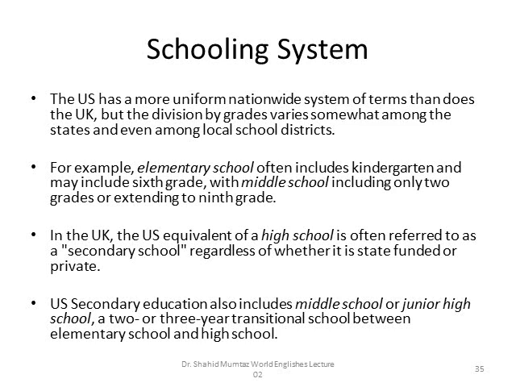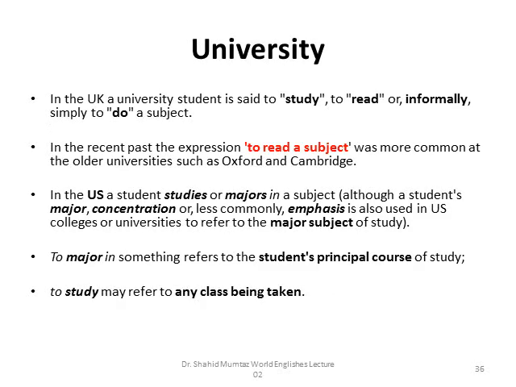What's the difference in schooling system of both of these regions? University. In the UK, a university student is said to study, to read, or informally simply to do a subject. I study a subject, I read a subject, or informally you can say, I'm doing a subject. In the recent past, the expression to read a subject was more common at the older universities such as Oxford and Cambridge.